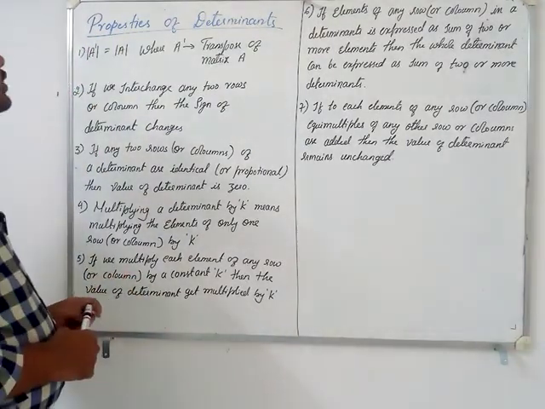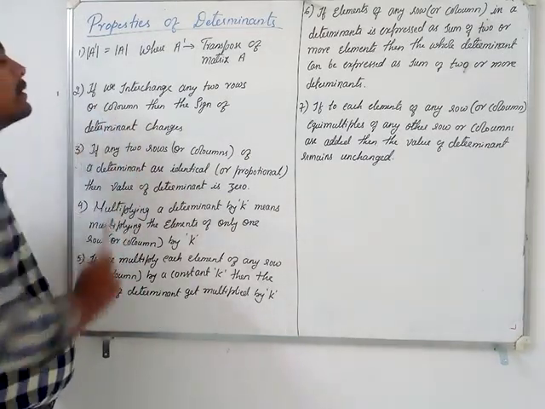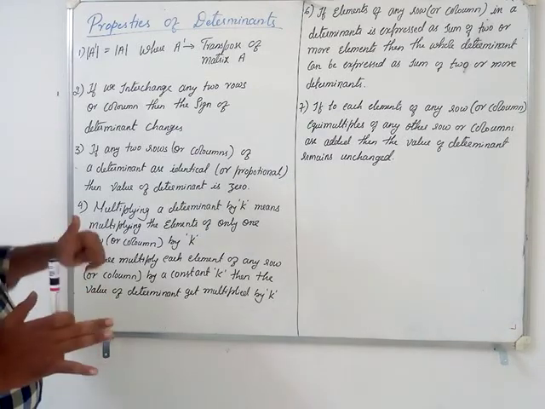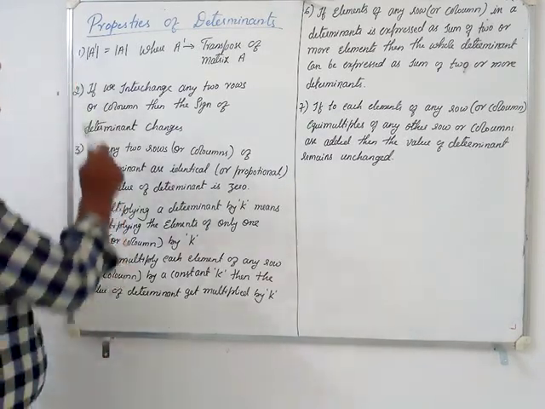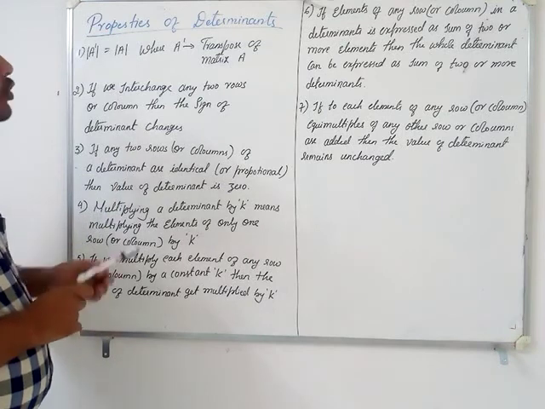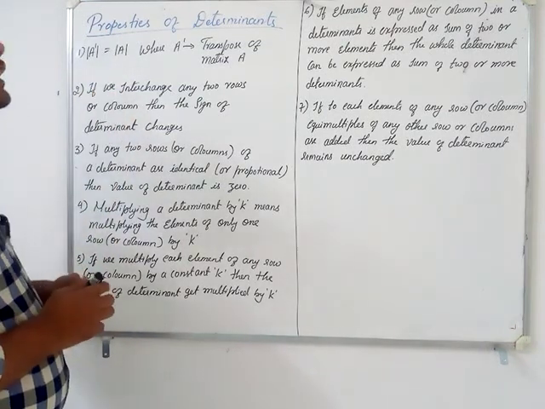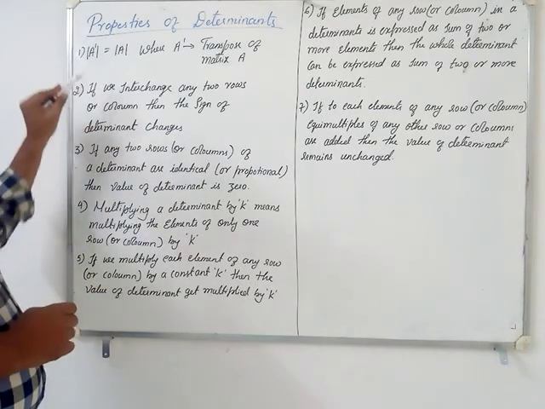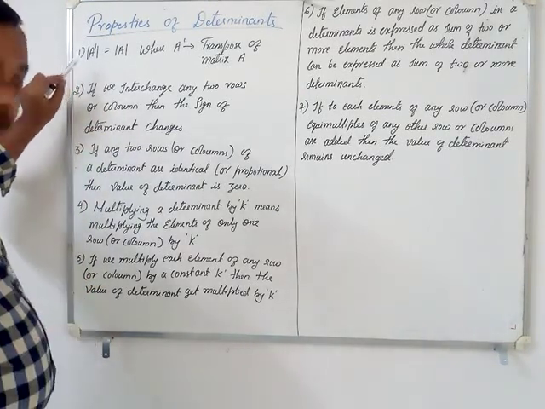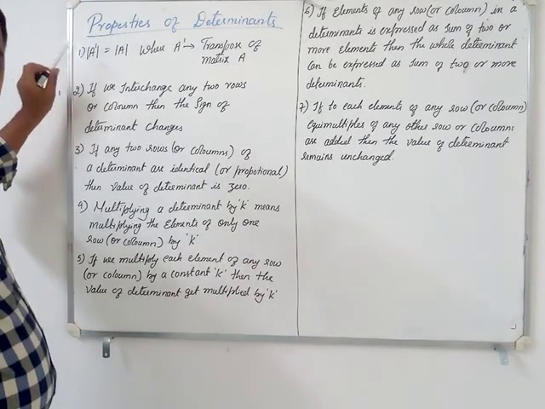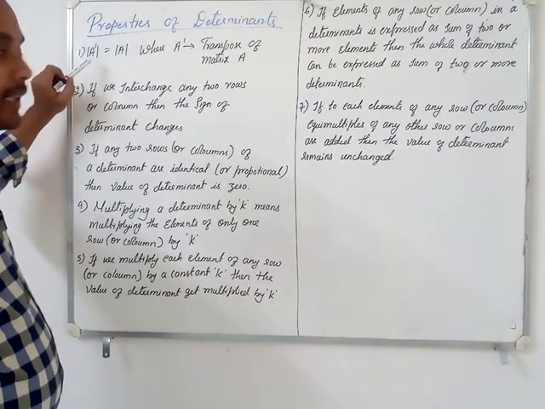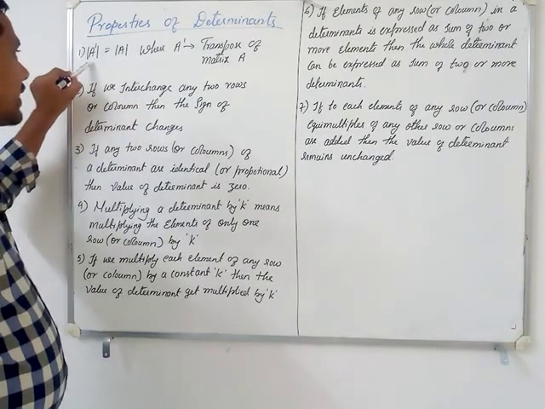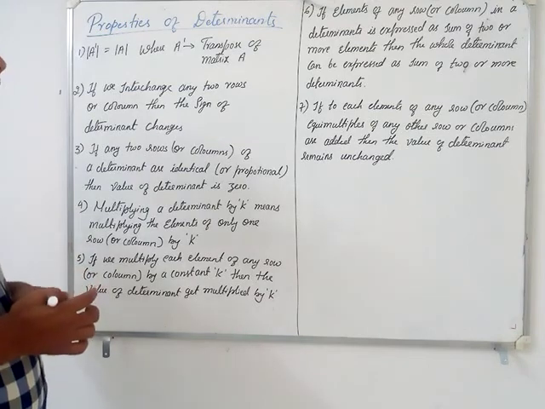So what are the properties of determinant? First one is determinant of A transpose. There are total seven properties. So the first one says that determinant of A transpose will be equal to determinant of A. If you take any matrix, calculate its transpose, and then calculate the determinant value, it will be equal to the determinant value of A. Determinant of A transpose will be equal to determinant of A.